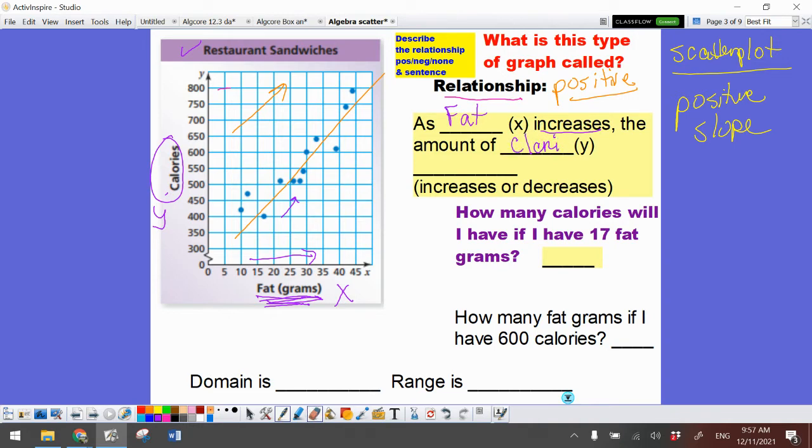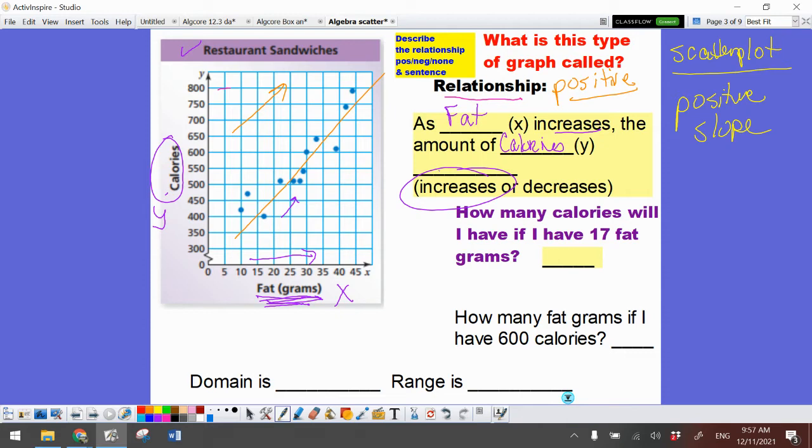oops, I guess I should spell that right. CAL are going to what? Well, what's happening to my calories? Well, they are also increasing. Okay. So if I see that I have a positive slope, that means that as the x increases, the y increases. Okay. The x increases, the y increases.